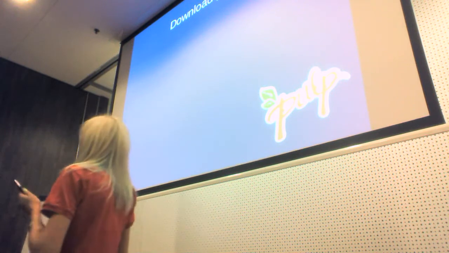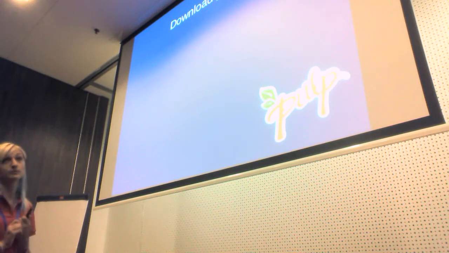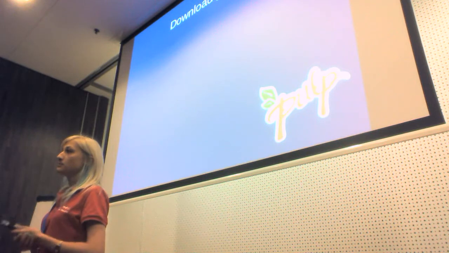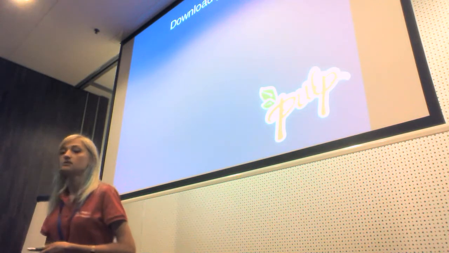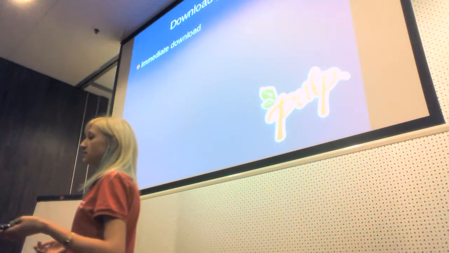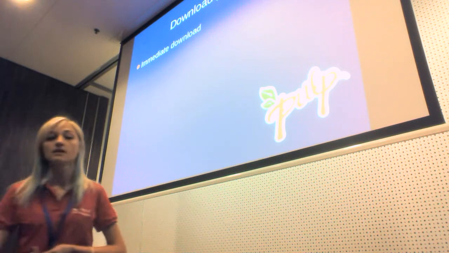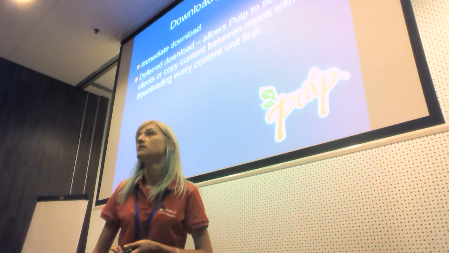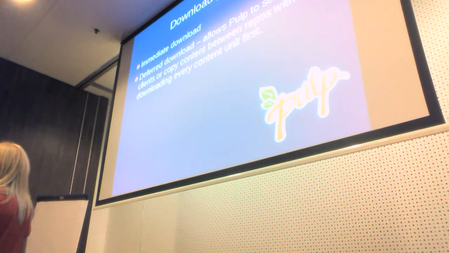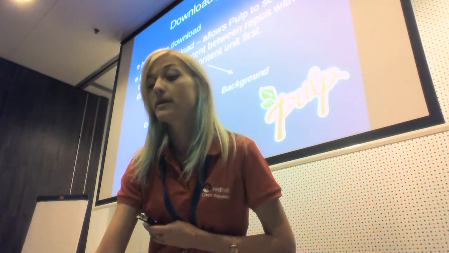Okay, so now let's move to the pull-to-cache feature. In Pulp, we have the concept of the download policy, and by the download policy you tell Pulp how you want the content to be available. There is an immediate download, which basically synchronizes the content immediately, downloading package by package onto the Pulp system. And there is a deferred download, which allows Pulp to serve the content without actually downloading the packages and the content itself. There are two types of it: the on-demand policy and the background policy.